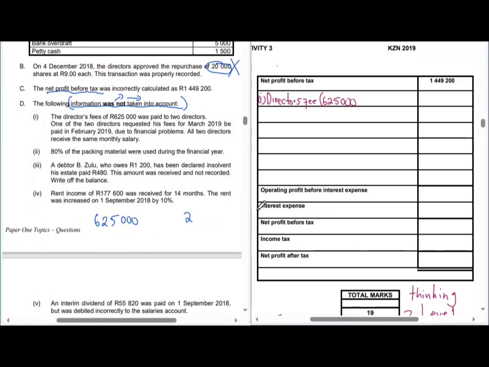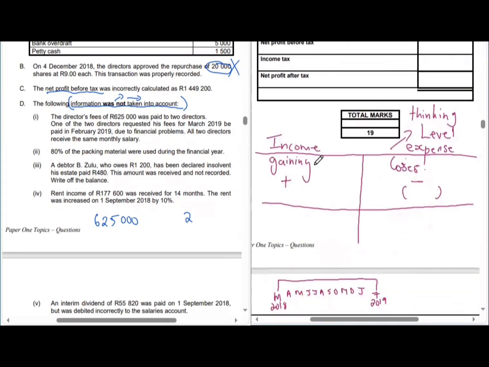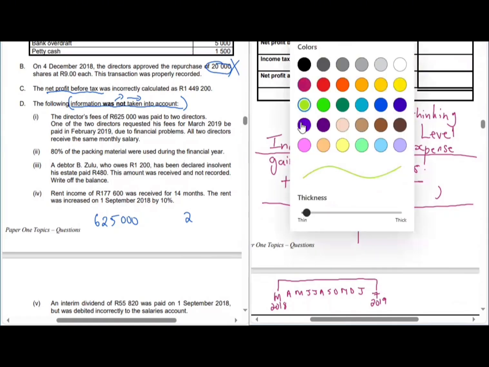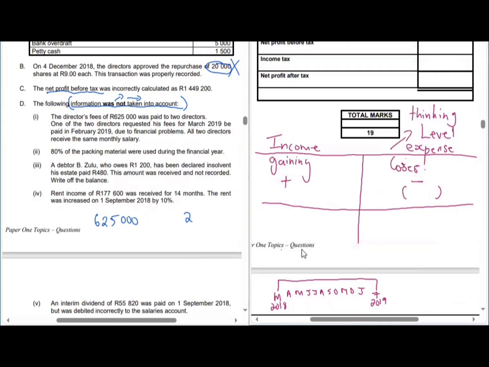Let's continue. One of the 2 directors requested his fees for March 2019 be paid in February 2019 due to financial problems. So what happened is that one of the 2 directors requested that we pay him in advance, meaning we had to pay this director 1 month in advance. We had to pay for March.